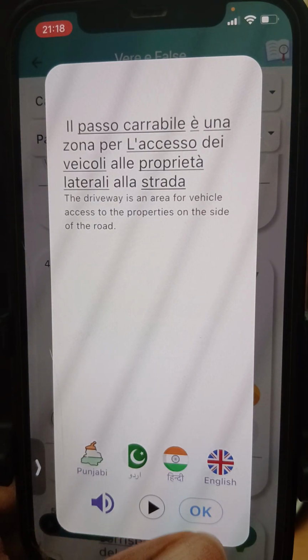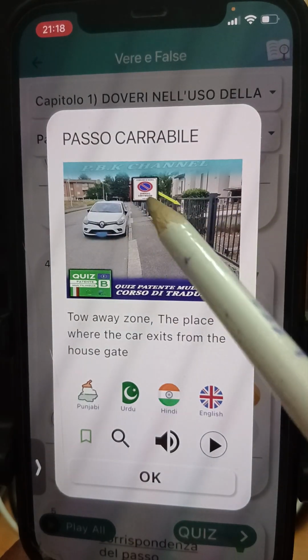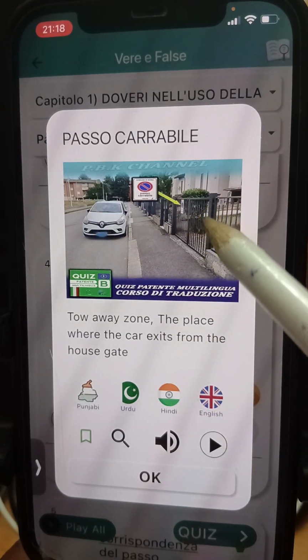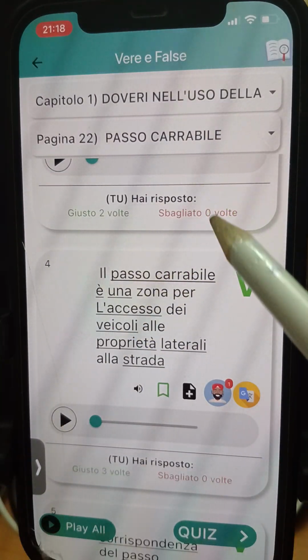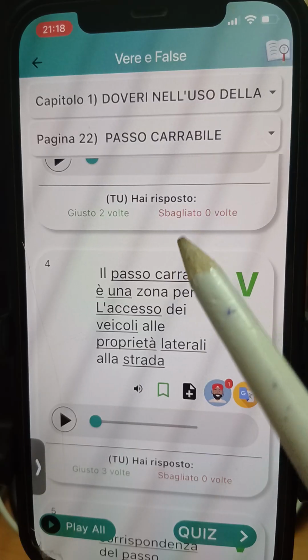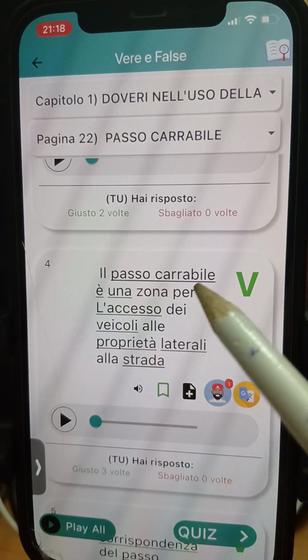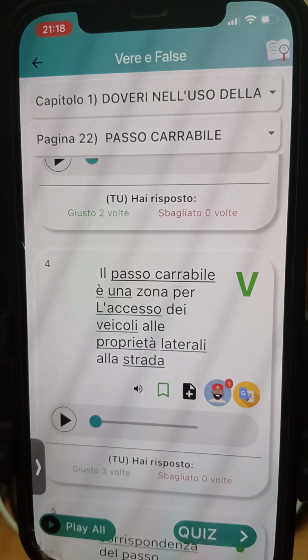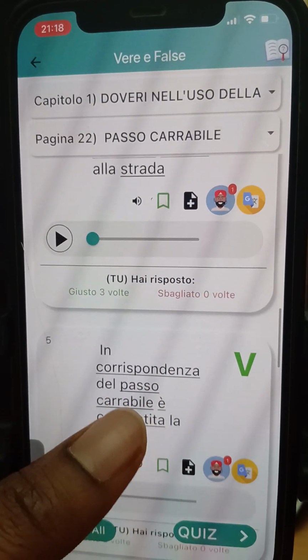If your house is by the road, like this picture, this passo carabile gives you access to go inside. It gives you access to go inside your house, or to come out from your house to enter the main road. It gives you access for any of them, to go in and to go out. Okay, all right, so let's go to number five.